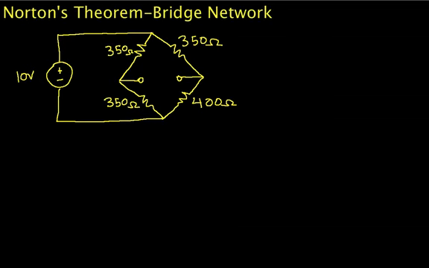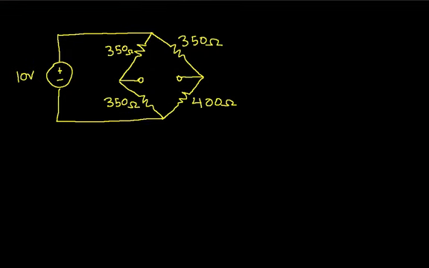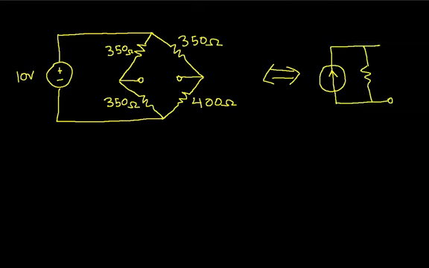Welcome to this video in which we will find the Norton's equivalent circuit for a bridge network, in fact, for the bridge network shown in the picture. Hopefully, you'll recall from the introductory video on the Norton equivalent circuits, we're looking for a circuit that looks like this: a current source in parallel with a resistor.